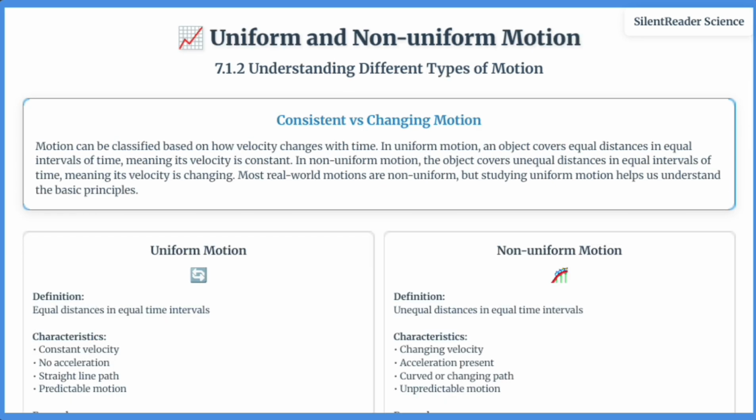Let's examine different types of motion. In uniform motion, objects cover equal distances in equal time intervals, like a car on cruise control. In non-uniform motion, objects cover unequal distances in equal time intervals, like a car in city traffic.